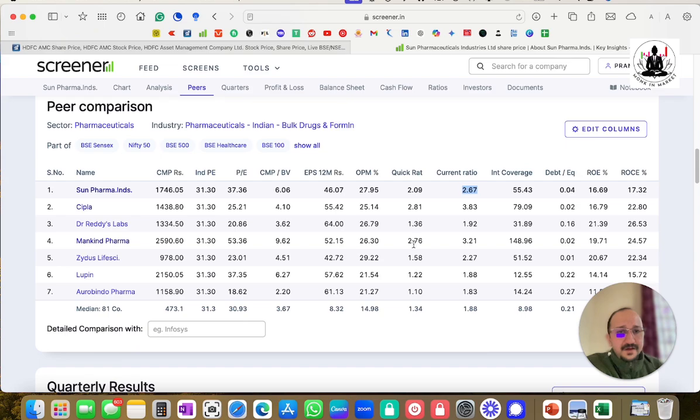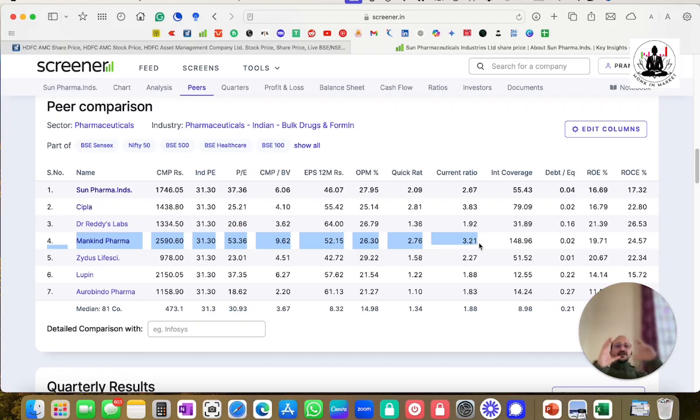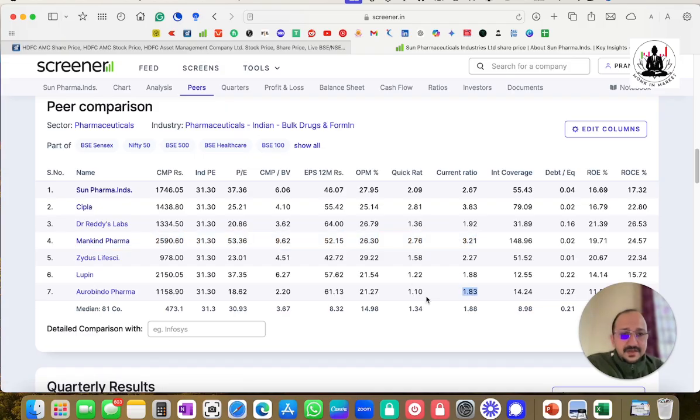So for Mankind Pharma, the numbers are high. See over here, I'm not shortlisting just one company, but it is giving me an overview of which company could be better and which company is not. For Mankind Pharma, there are multiple red flags. It's a good company fundamentally, but these ratios are telling me that I should wait for some time before investing so that my profits increase, right?